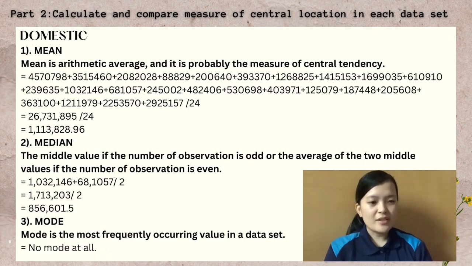The median number for the domestic airline dataset is 1032146 and 6.1057, then plus 8 divided by 2. So we can get the answer for median is 8.601.5. The last step, we find the mode. However, in the domestic airline dataset, there is no mode at all because every number of the dataset occurs only once.